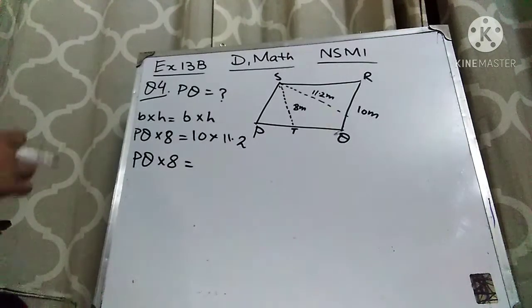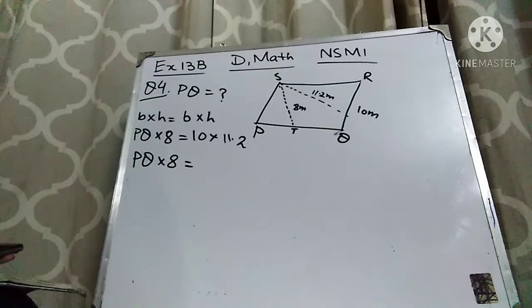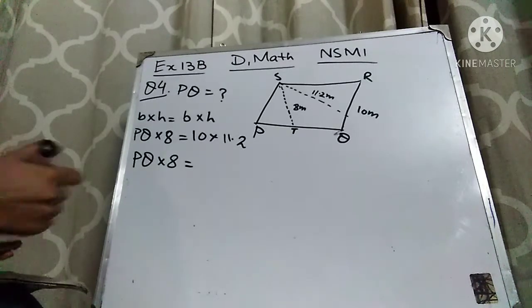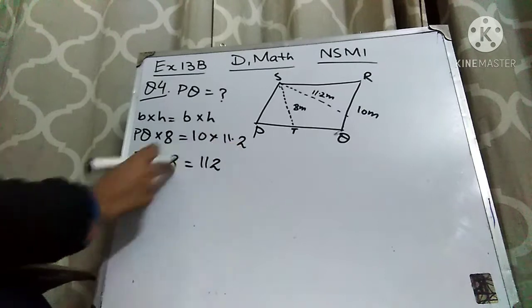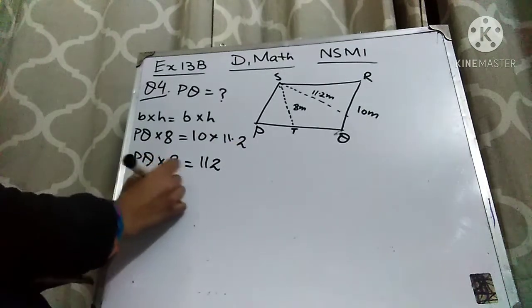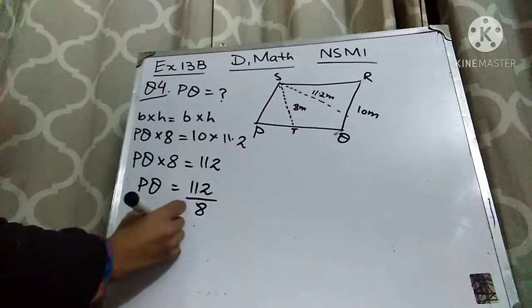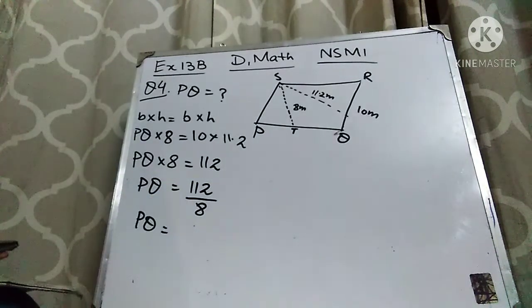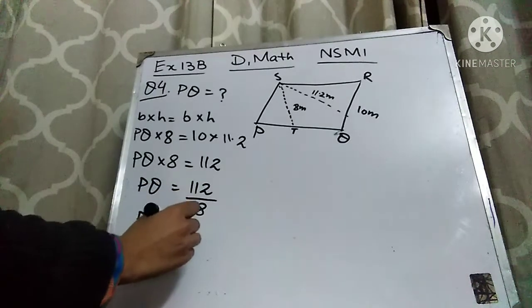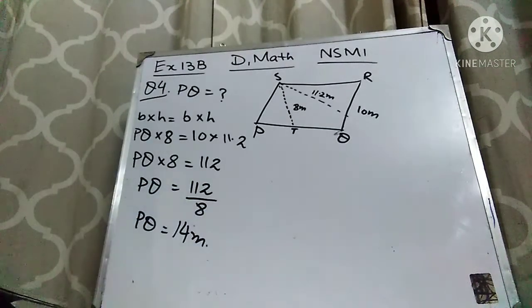So what will I get? 112. This 8 is multiplying with this PQ. When it goes to that side, it will divide. So the answer is 14 meters. So students, the length of PQ is 14 meters. I hope that question number 4 is also clear to you.